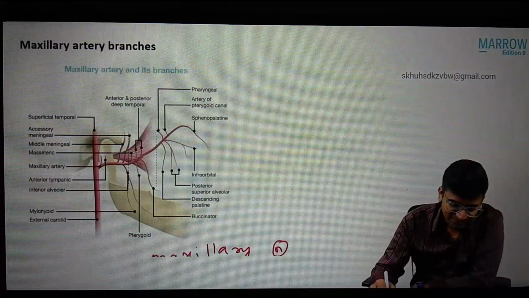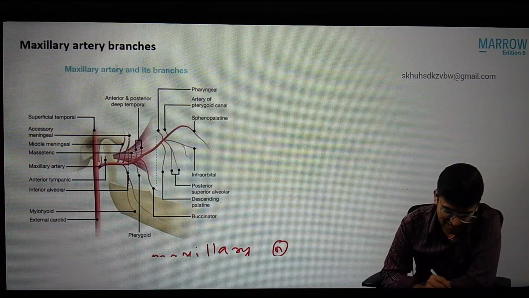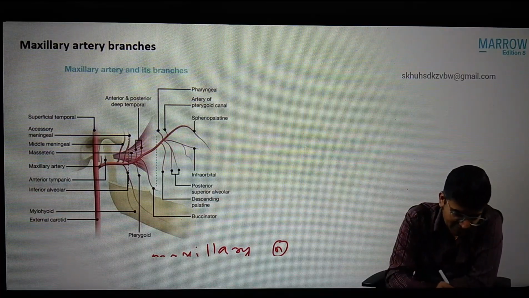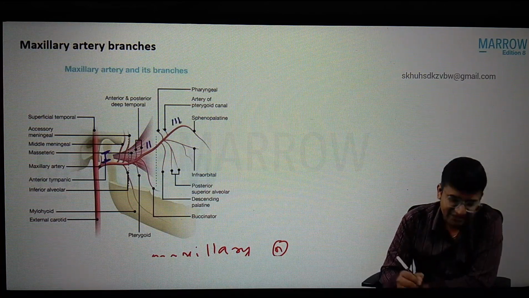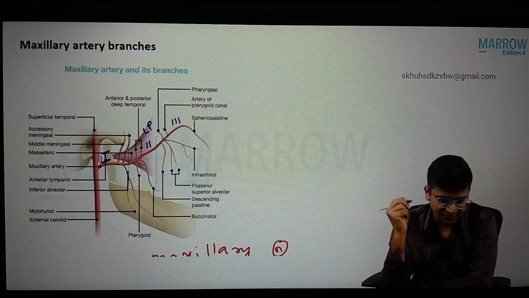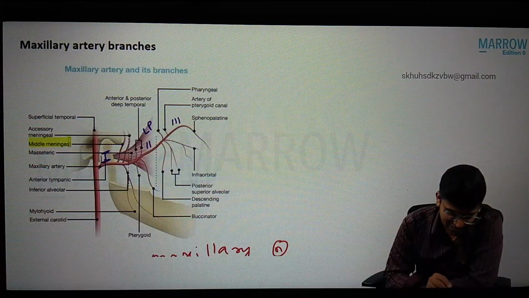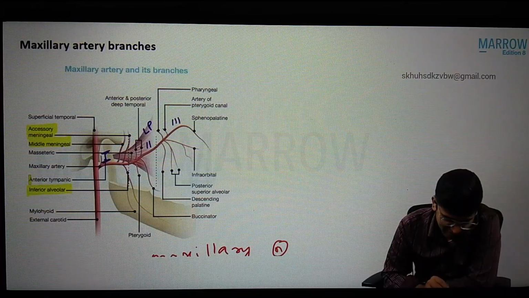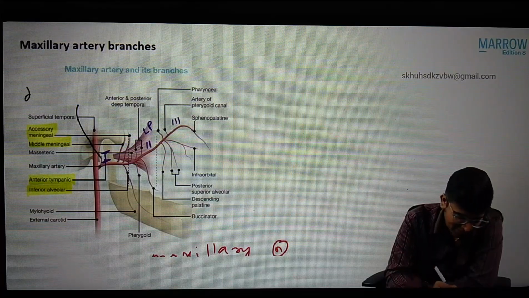Now see the diagram. This is the maxillary artery, and it has 3 parts. This is the first part of the artery, the second part is present over the muscle, and the third part is in the pterygopalatine fossa. This muscle is the lateral pterygoid muscle. Now see the branches from the first part: middle meningeal artery, accessory middle meningeal artery, inferior alveolar artery, anterior tympanic artery, and this is the deep auricular artery.